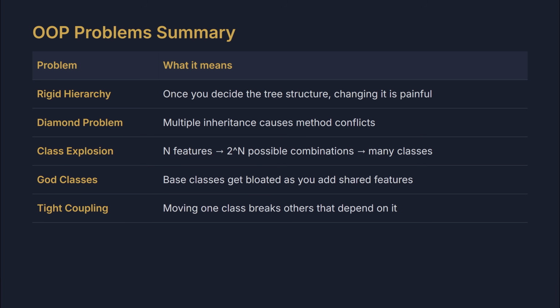So those are our problems with object-oriented programming with game entities. We have a rigid hierarchy, we have the diamond problem, we have class explosion, and even things like god classes, where base classes get bloated as you add shared features, and tight coupling. Moving one class breaks others that depend on it. So there must be a better way.